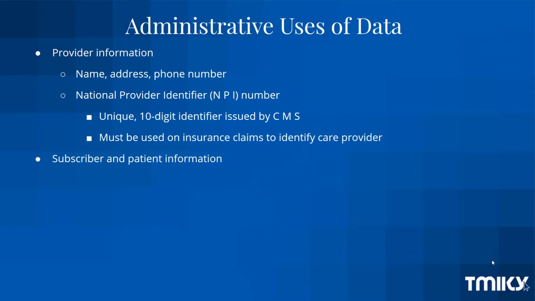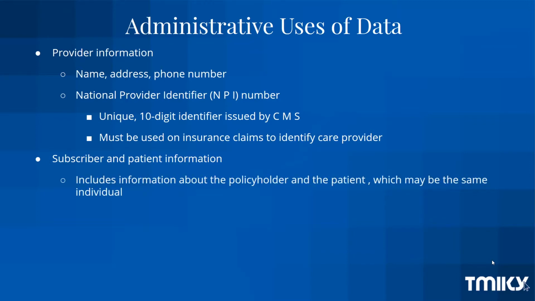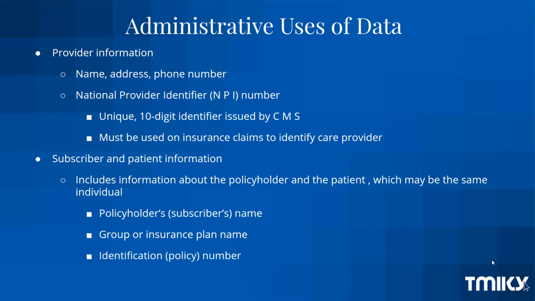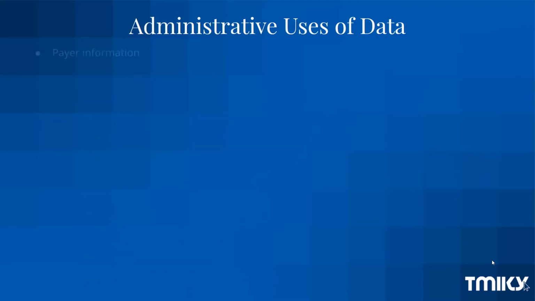Subscriber and patient information is also included. It includes information about the policyholder and the patient, which may be the same individual. That information includes the policyholder or subscriber's name, group or insurance plan claim, identification or policy number, and the patient's relationship to the policyholder.